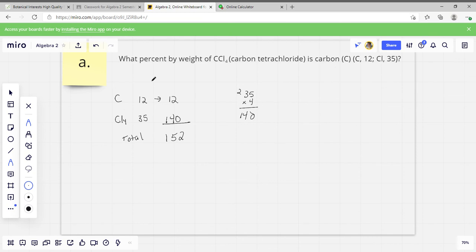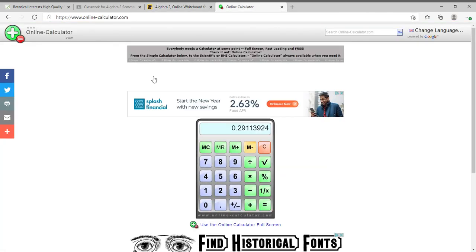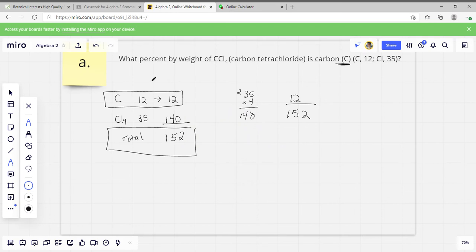So how much is our carbon by weight? What percent by weight? It will be 12, because our carbon weighs 12. And here's our 152 as our total. So it's 12 out of 152. And we just have to divide that. 12 divided by 152 is .078. I would round that to 0.8. I'm going to do 0.0789 because I have to change it. So 0.0789. And then if I move this twice, 1, 2, I'm going to have 7.89%.